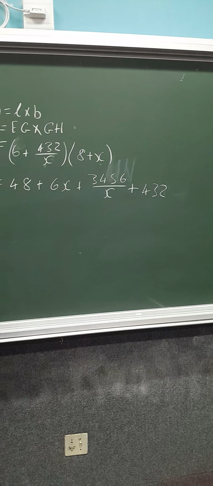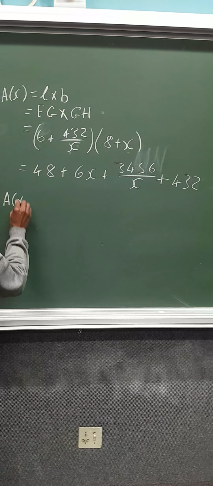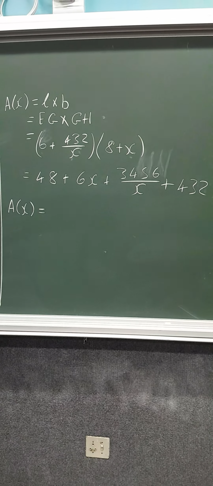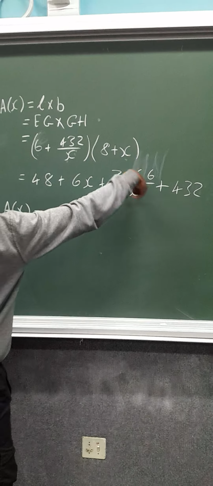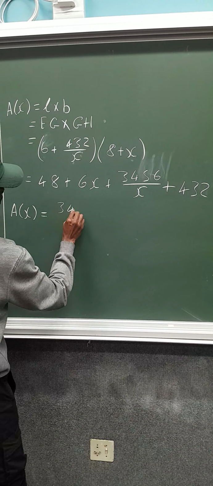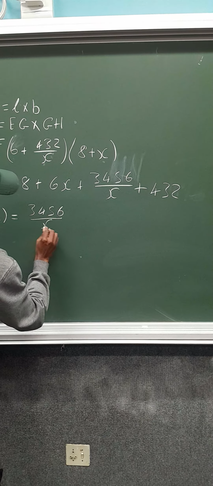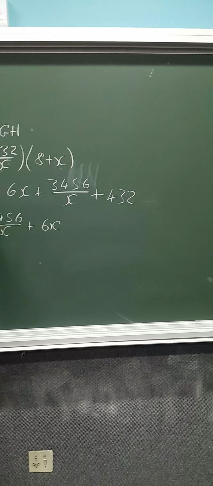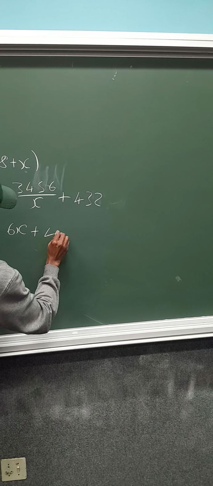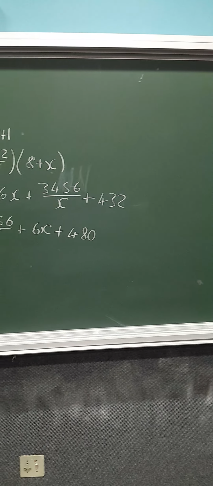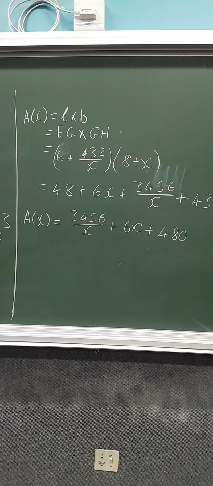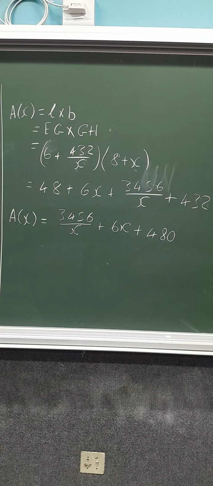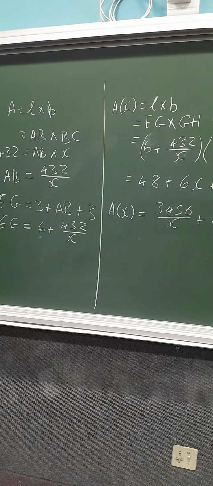And then now we're going to add the like terms. So now our constant is going to be 48 plus 432, that's going to be 480. So I'm going to start with this term, which is 3,456 divided by x, plus 6x, and then the last one is 480. So now we have proved that the area with respect to x equals 3,456 divided by x plus 6x plus 480.